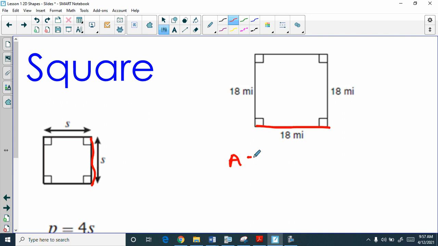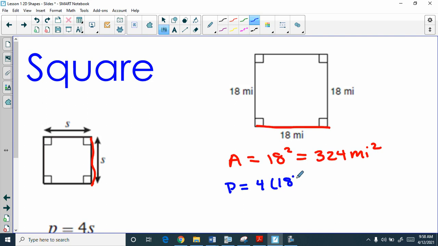So area will equal 18 squared, which is 324. And then we put miles squared, not forgetting our unit. And then for our perimeter, we would just do 4 times 18, or you could do 18 plus 18 plus 18 plus 18 to get 72. And then don't forget your miles because you don't want to forget your units.